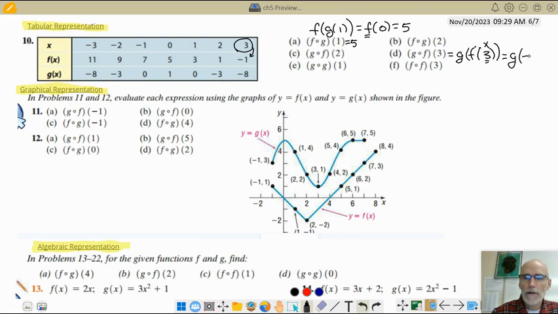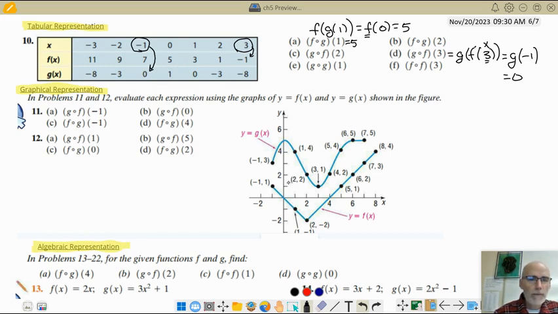So I got g of -1. Now I go to where x is -1, and I'm going to do the g function, and I end up with 0. So this guy comes out to be 0. All right, I hope I'm making that clear: if you're given a table, how do you use the table to answer these questions?